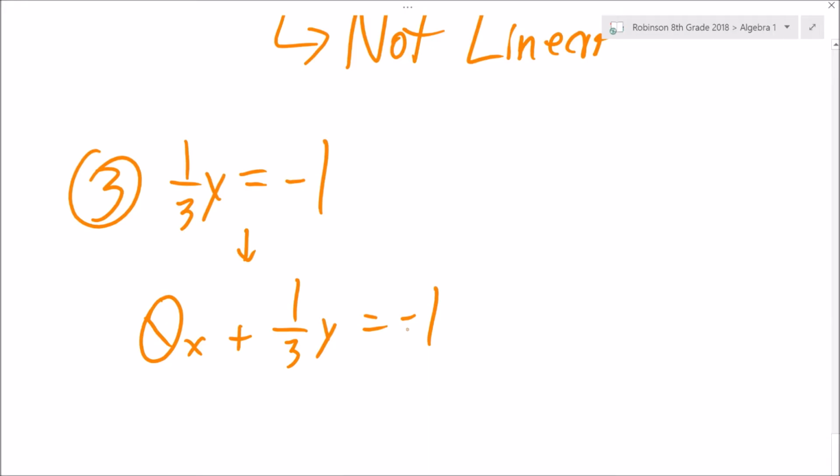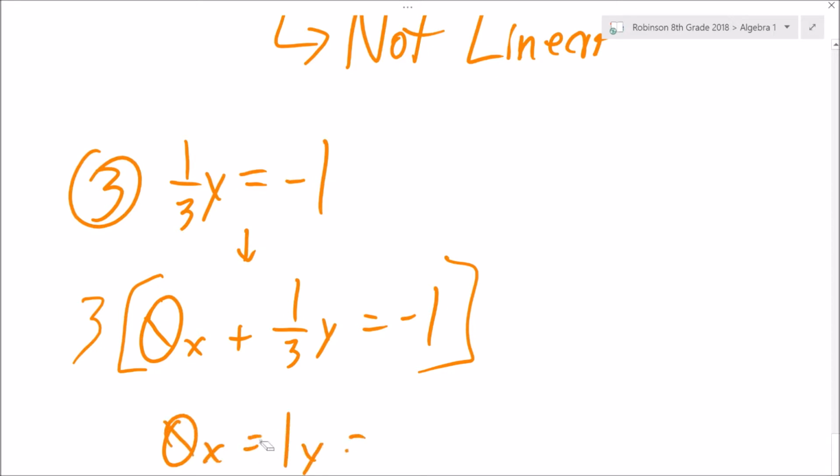0x plus 1/3 y equals -1. Then I can multiply everything by 3. No, I can multiply everything by 3. And I get 0x plus 1y equals -3.